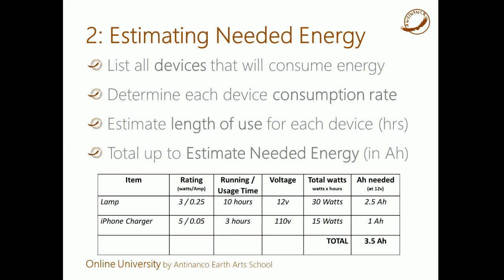Once you have those items filled out, you can total up everything you need. And in our case, the total on the right-hand side, measured in amp hours, is 3.5 amp hours. I'll take a quick step back and just tell you how we calculated that. We figure out, based on rating and the running time, the total number of watts we need for each of our devices, and we convert that into amp hours. Okay. And then we total everything up, and in our example, we have 3.5 amp hours that we need each day.